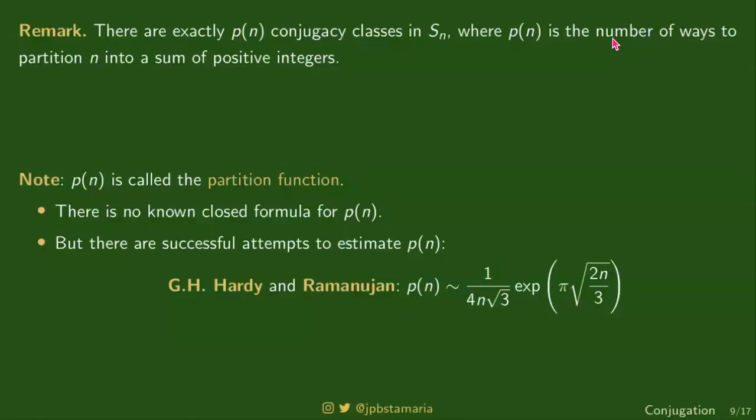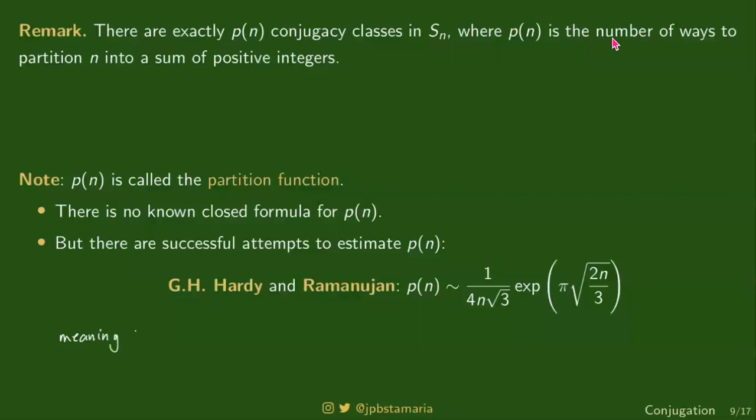Yung sinasabi ng formula na to, when n is large, yung P of n is asymptotically the same as 1 over 4n square root of 3 e raised to pi times the square root of 2n over 3. So how do you make sense of this? Anong ibig sabihin niyan?